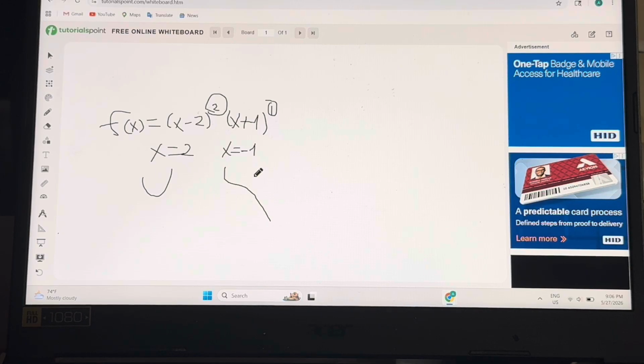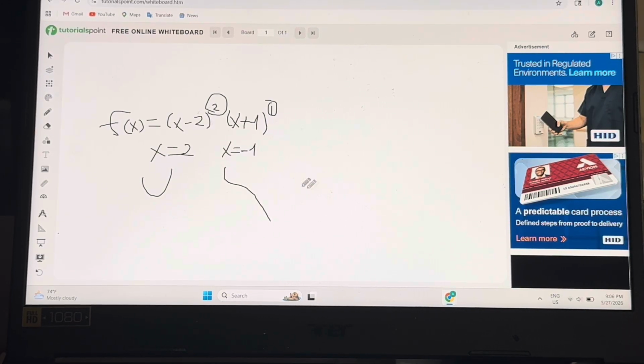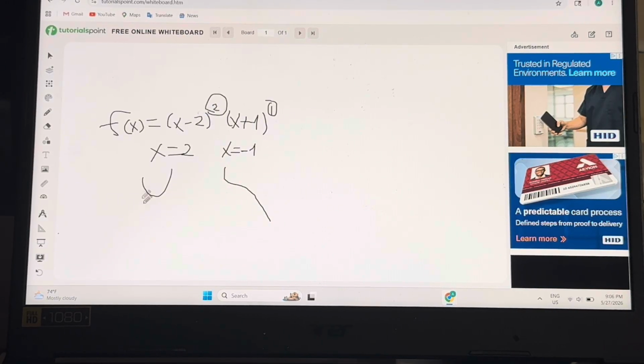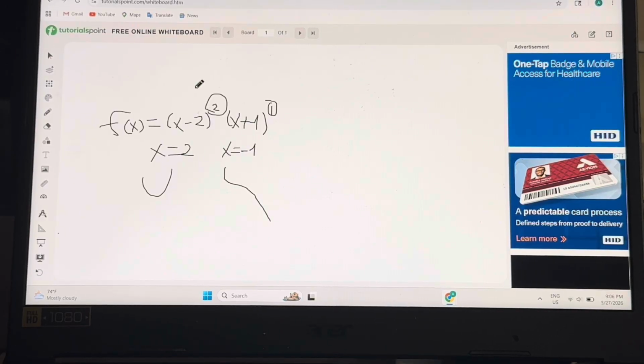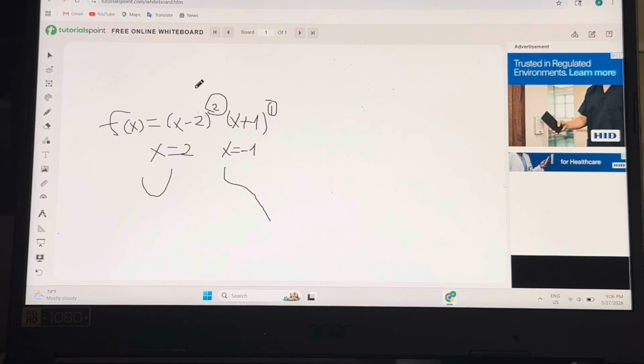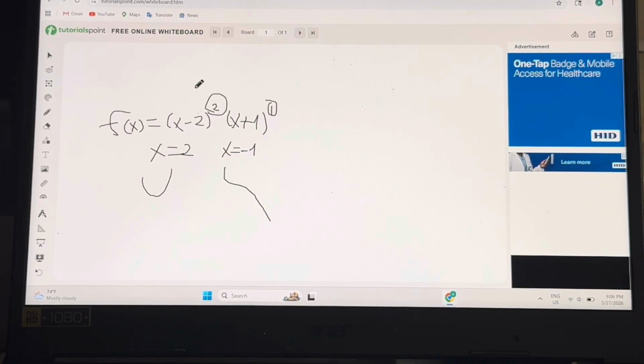Now, here's the important rule. If the multiplicity is odd, the graph crosses the x-axis, like in this case where the multiplicity is 1, so it crosses the x-axis. If the multiplicity is even, so 2, 4, 6, 8, 10, etc., the graph touches the x-axis and then bounces off. So at x equals 2, the graph will touch and bounce, and at x equals negative 1, the graph crosses through the x-axis.